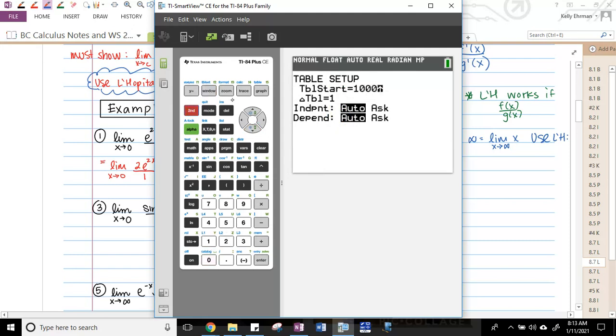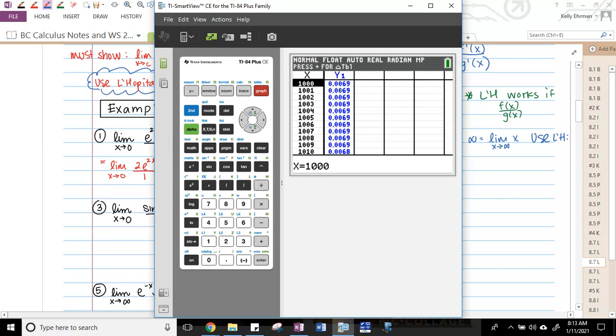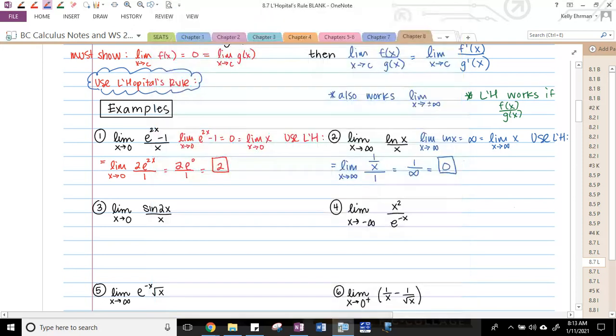Not sure how far out the table will actually let me go. Here we go, even closer to 0 if we're out in the thousands. So you can confirm all of your results by looking at the graph and the table.